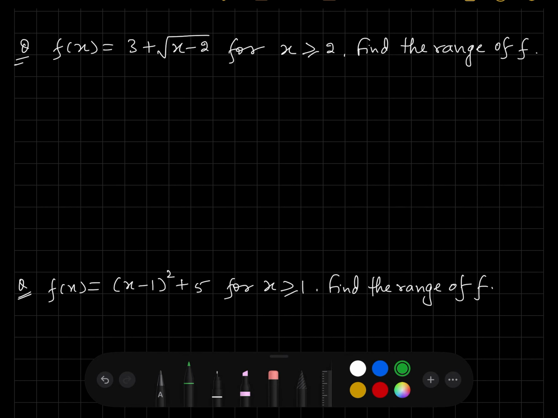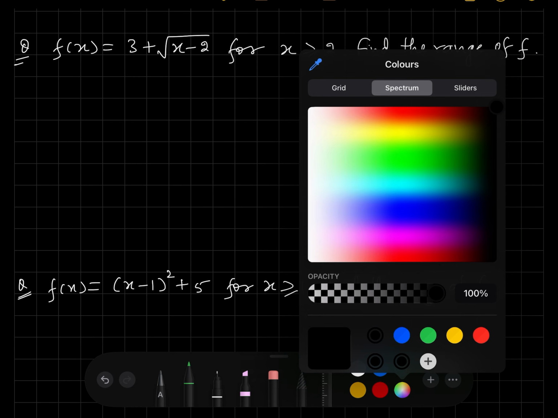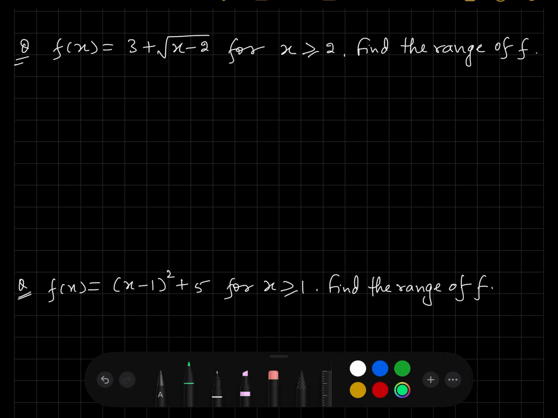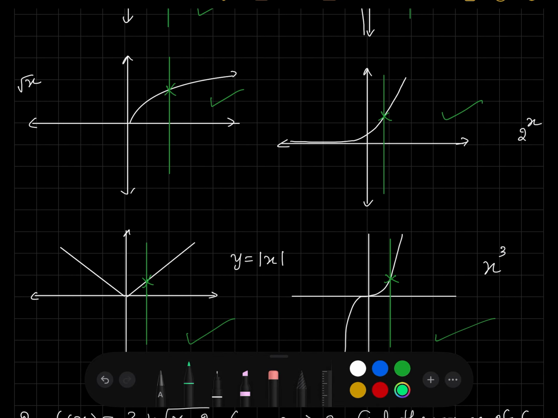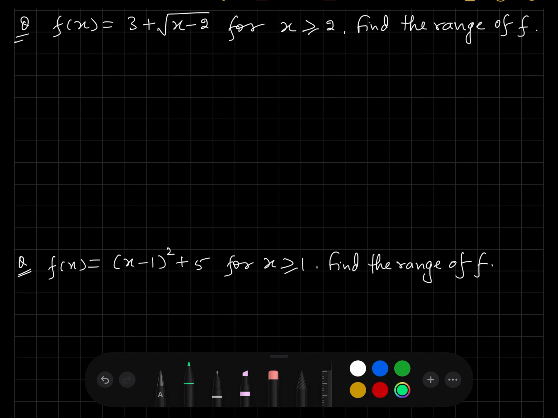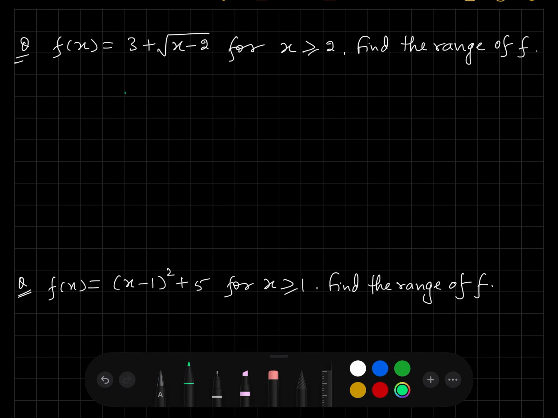Now let us do two questions in which we have been given the function and the domain, and we are asked to find out the range of that particular function. So let me write, this is 3 plus root of x minus 2. The square root of x function is this kind of graph. And this is 3 plus.